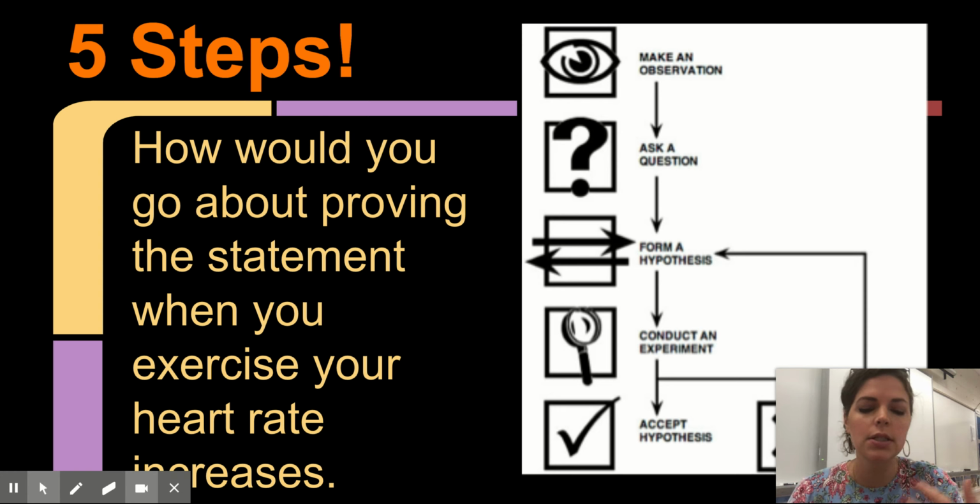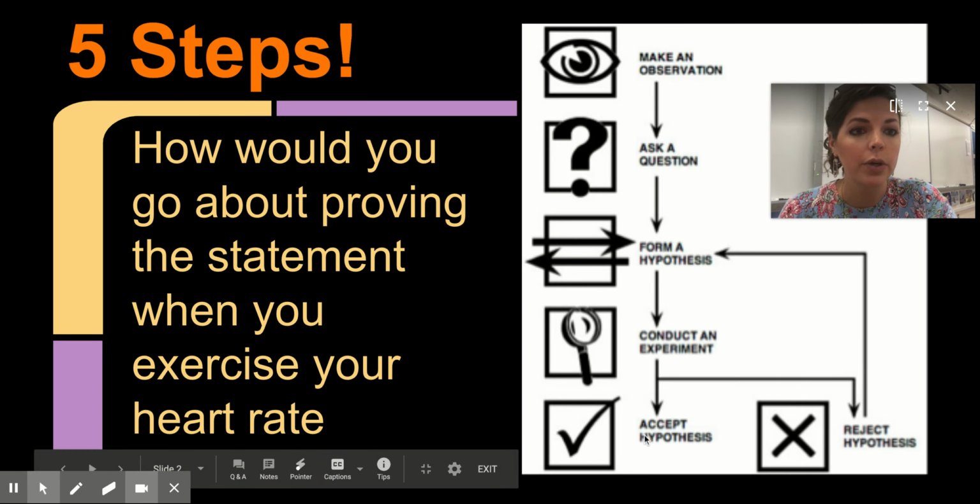So, the first thing that typically happens is you make an observation. Whether that be I feel my heart pumping out of my chest after I'm done exercising, or I'm having a hard time breathing after running for a couple miles, any of those things would be observations, right? And then after that, you're going to ask your question, you'll form a hypothesis, you can do your experiment.